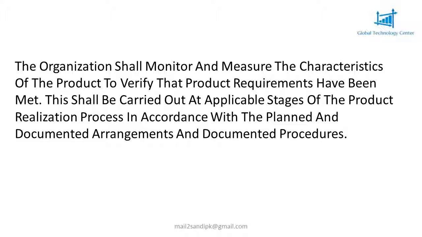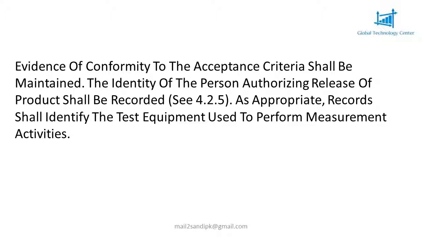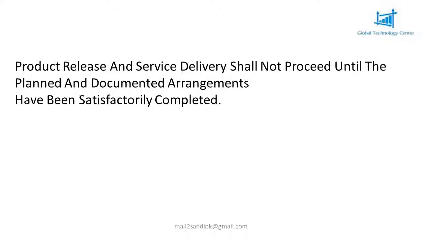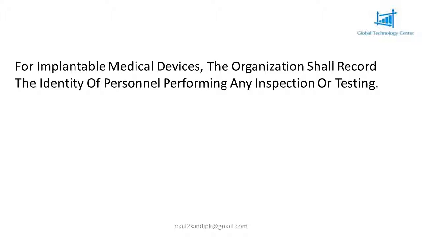The organization shall monitor and measure the characteristics of the product to verify that product requirements have been met. This shall be carried out at applicable stages of the product realization process in accordance with the planned and documented arrangements and documented procedures. Evidence of conformity to the acceptance criteria shall be maintained. The identity of the person authorizing release of product shall be recorded, as appropriate. Records shall identify the test equipment used to perform measurement activities. Product release and service delivery shall not proceed until the planned and documented arrangements have been satisfactorily completed. For implantable medical devices, the organization shall record the identity of personnel performing any inspection or testing.